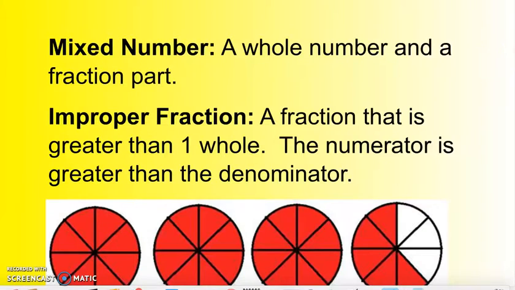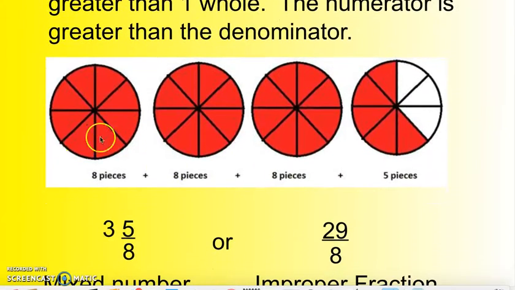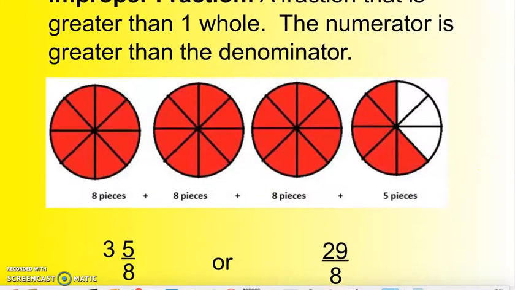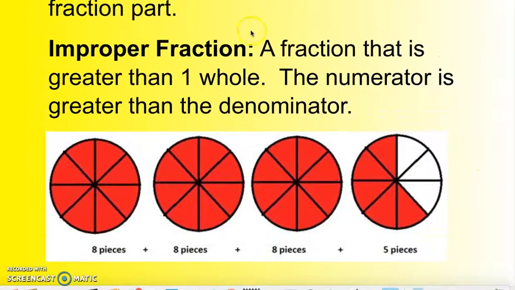So for instance, this example here shows that there are three whole pizzas, and then 5/8 of another pizza. So 3 and 5/8 would be a mixed number. Now, an improper fraction is a fraction that is greater than one whole. If you notice, we have more than one whole pizza that we are working with here.